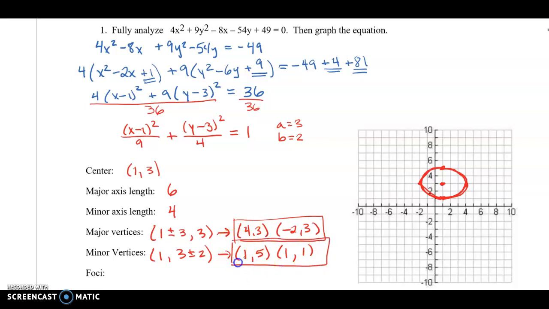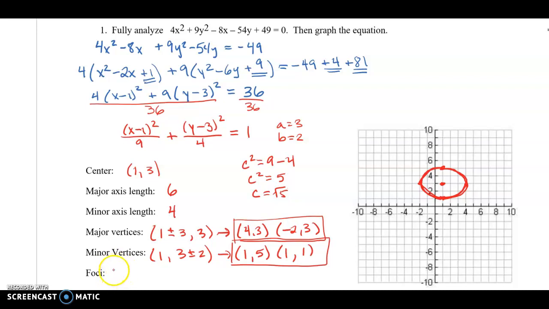Okay, and finally the foci, which are more just for interest. Well, c squared equals a squared minus b squared. So c squared equals 5. So c equals the square root of 5. And yeah, they're not always perfect right triangle Pythagorean triples.